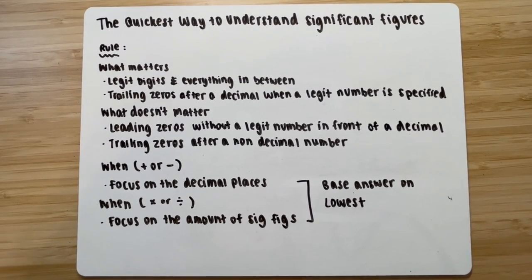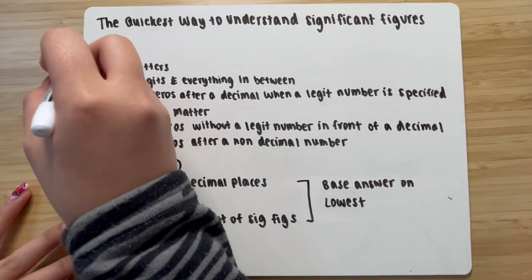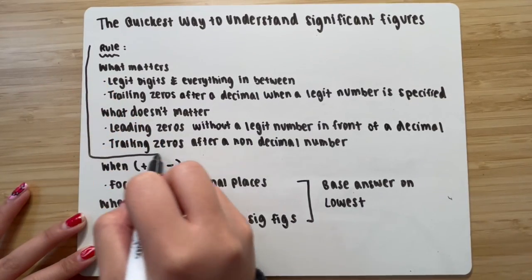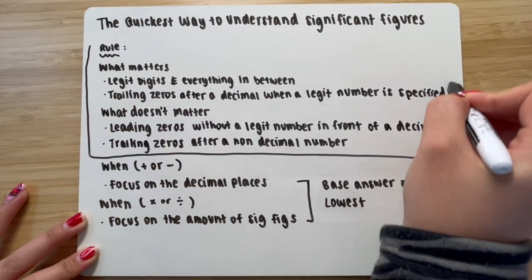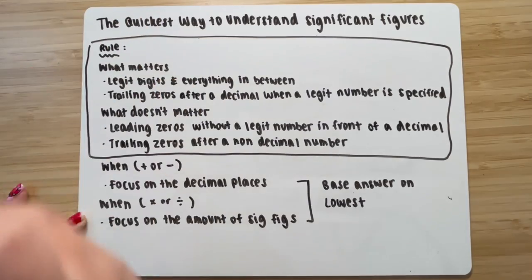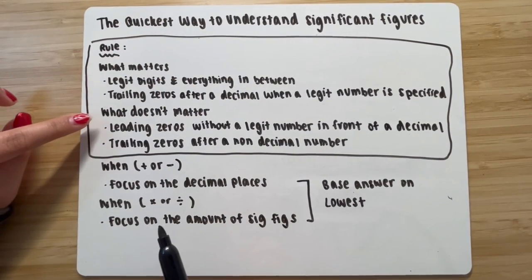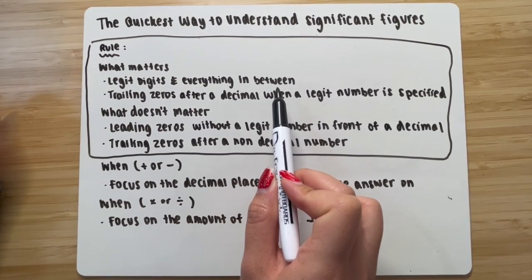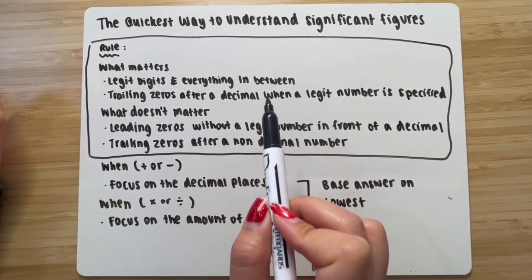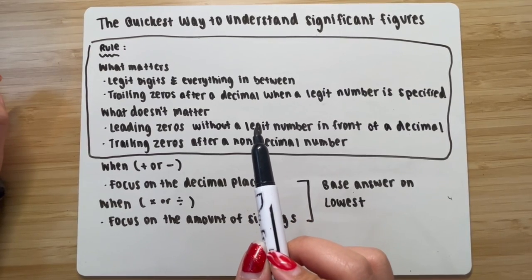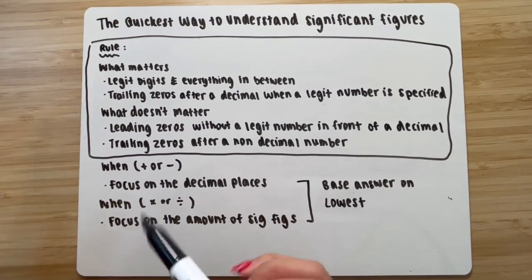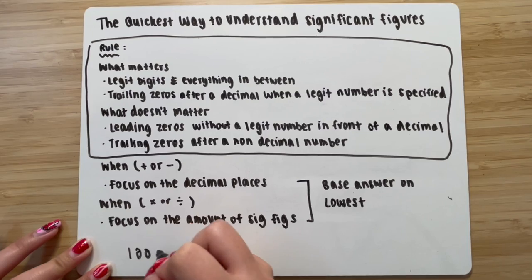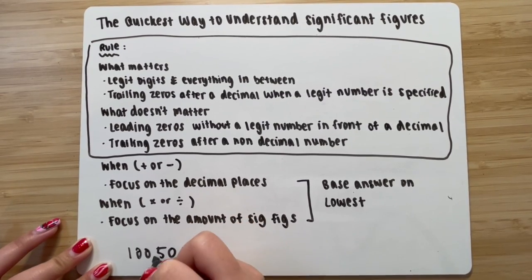When dealing with significant figures, we want to know 4 things in total. So this is the rule. This is the golden rule. You want to know what matters and what doesn't matter. What matters are legit digits and everything in between. When I say legit, I mean legit. I mean the digits 1 through 9, and everything in between. So for example, 1, 0, 0, 5, 0, 9.